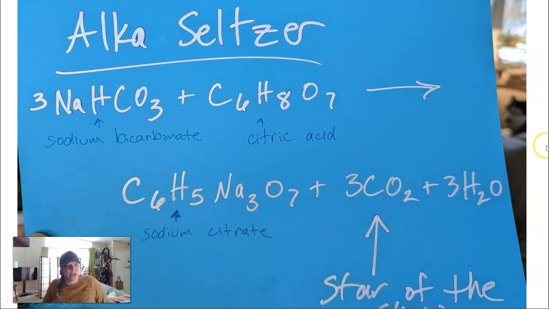Alka-Seltzer is actually a dry tablet, and it has dry components of sodium bicarbonate and citric acid compressed into the tablet. And when dissolved in water, we see that a byproduct of sodium citrate is produced as a product. And then we also see carbon dioxide and molecules of water produced. Carbon dioxide is the star of this show. And without further ado, here is my recording.